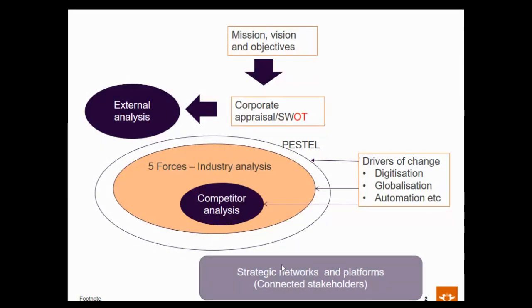So what we're doing today is we're looking at the strategic networks and platforms. And those basically deal with connected stakeholders. So connected stakeholders are mainly suppliers and customers. And they're not fully external to the organization, but they're also not fully internal. So when you conduct a SWOT, you could identify strengths, weaknesses, opportunities, and threats that are presented in your supply chains.